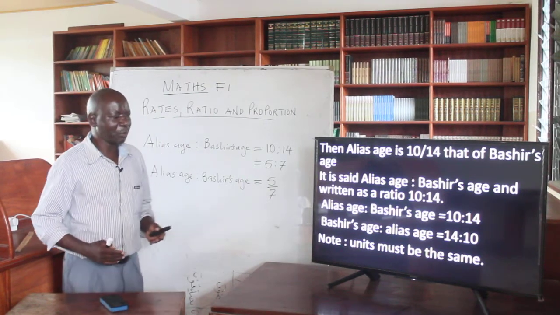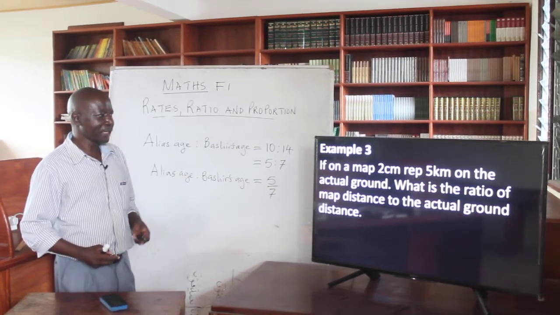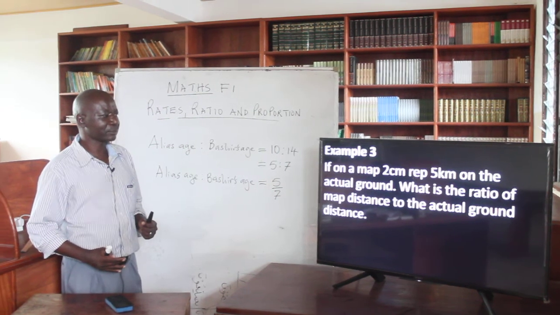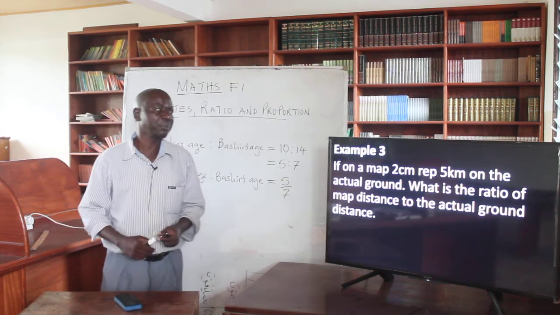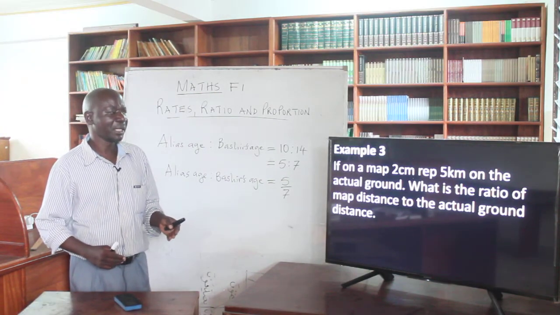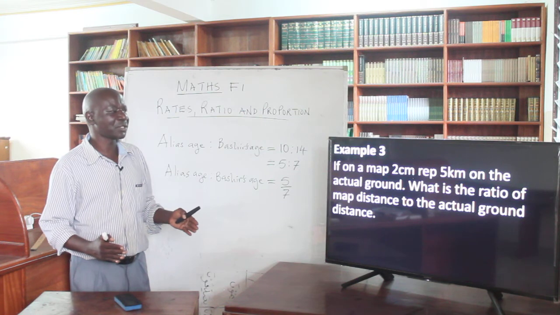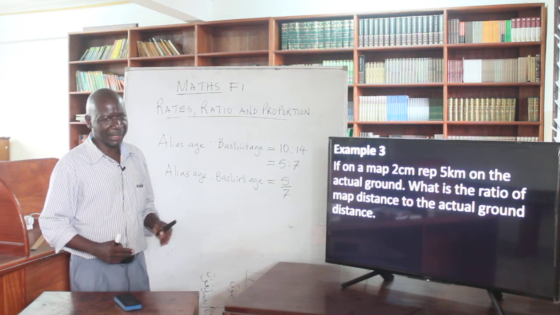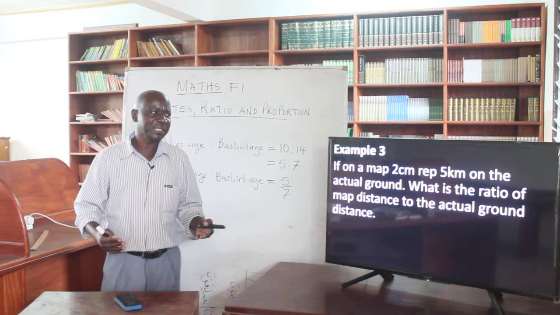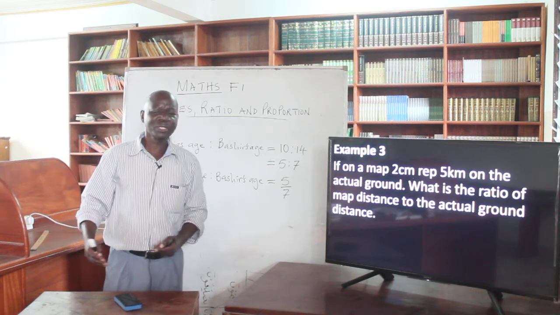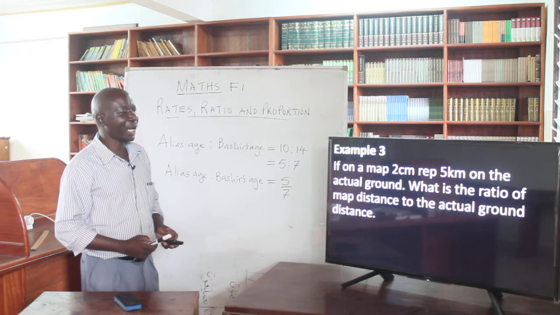So an example of calculating ratios is as we can see in this example here. This example is telling us that if on a map 2 centimeters represent 5 kilometers on the actual ground, what is the ratio of our map distance to the actual ground distance?